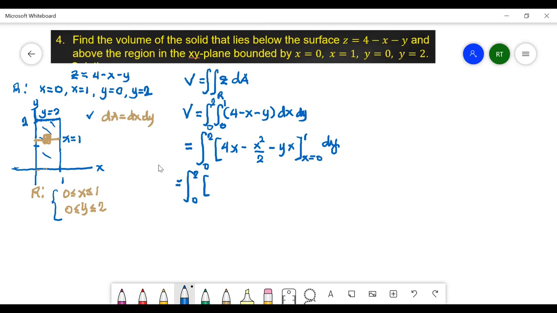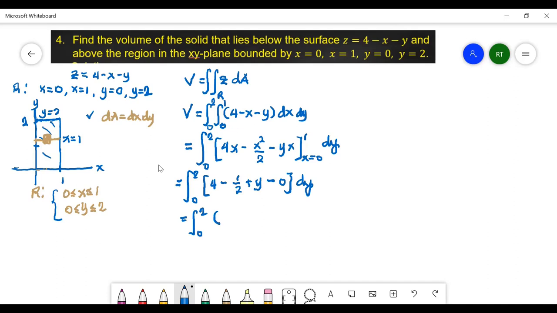Okay, evaluating the resulting integral at the upper limit x is equal to 1, it means that you have to replace x by 1. So that will give us 4 times 1, which is 4. 1 squared is 1, so minus 1 half. Plus, when x is 1, 1 times y gives us y. Minus the value of the integral at the lower limit x is equal to 0. Now, of course, when x is equal to 0, everything is 0. dy.